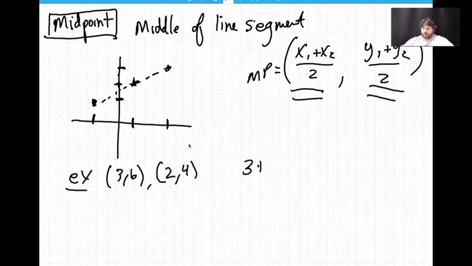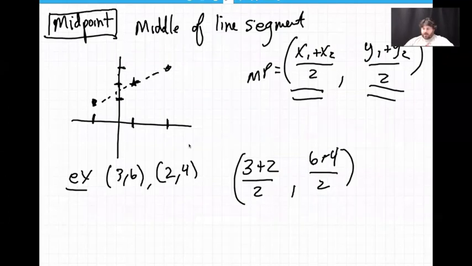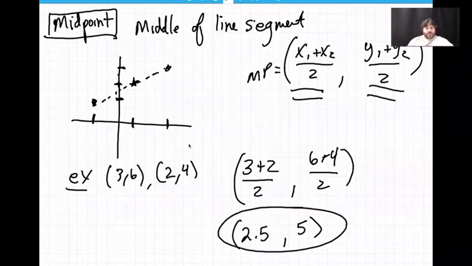All right, well, I add the two x numbers, divide by 2. I add the two y numbers and divide by 2. So 5 divided by 2 is 2.5, or 5/2. And then 10 divided by 2 is 5. So that's the midpoint. Average of the x's, average of the y's. Okay?